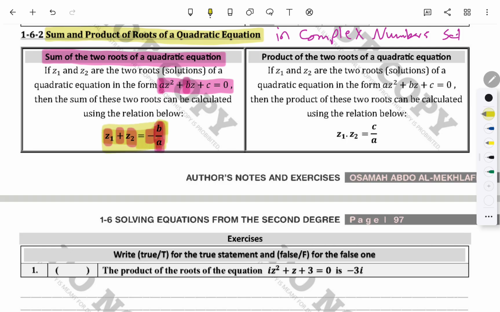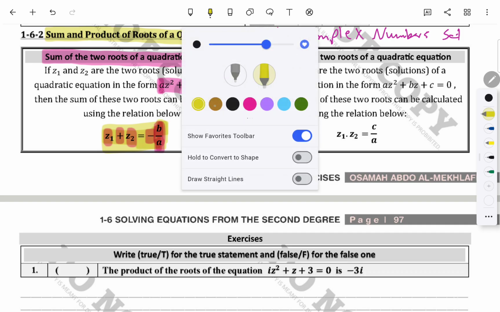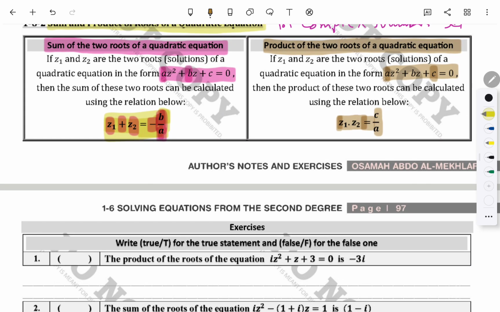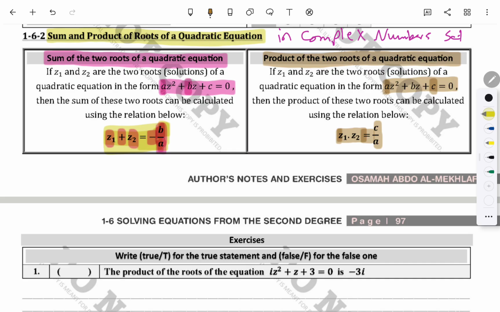Now another rule is talking about the product of the two roots of the quadratic equation. From the same equation, be sure that it is equal to 0 before you use it. Then the product can be written as z1 times z2 equals the ratio between c and a. C is the constant term in the equation, and a again is the coefficient of z squared. Now let's apply these two rules in the following questions.